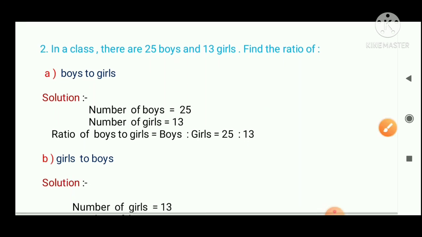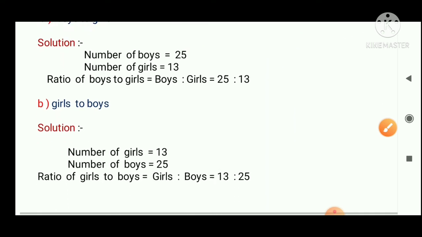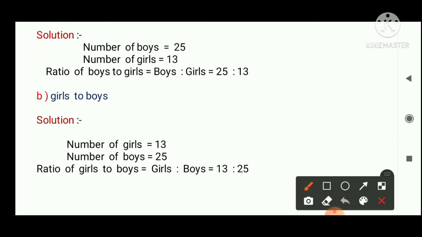Next we have to find the ratio of girls to boys. Here the number of girls is 13 and the number of boys is 25. So we have to write the ratio of girls to boys using the symbol of ratio. Girls to boys. Here girls are 13 and boys are 25. So we get its ratio 13 is to 25.